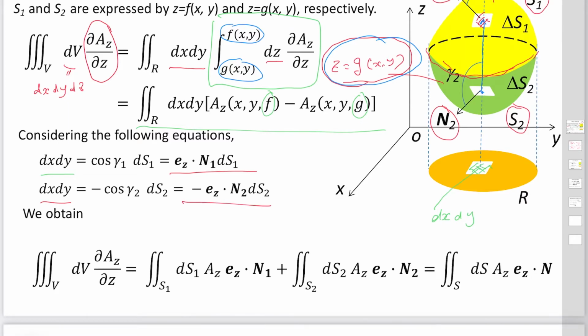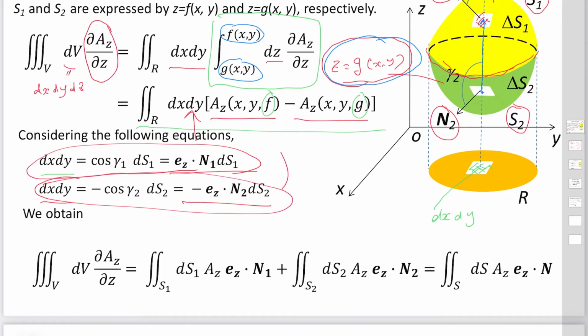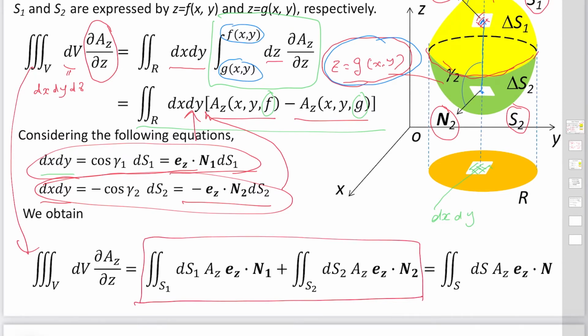Then you can substitute this into here to calculate the first term. To calculate the second term, you need to substitute these ones here. These expressions come to this equation composed of the two terms.